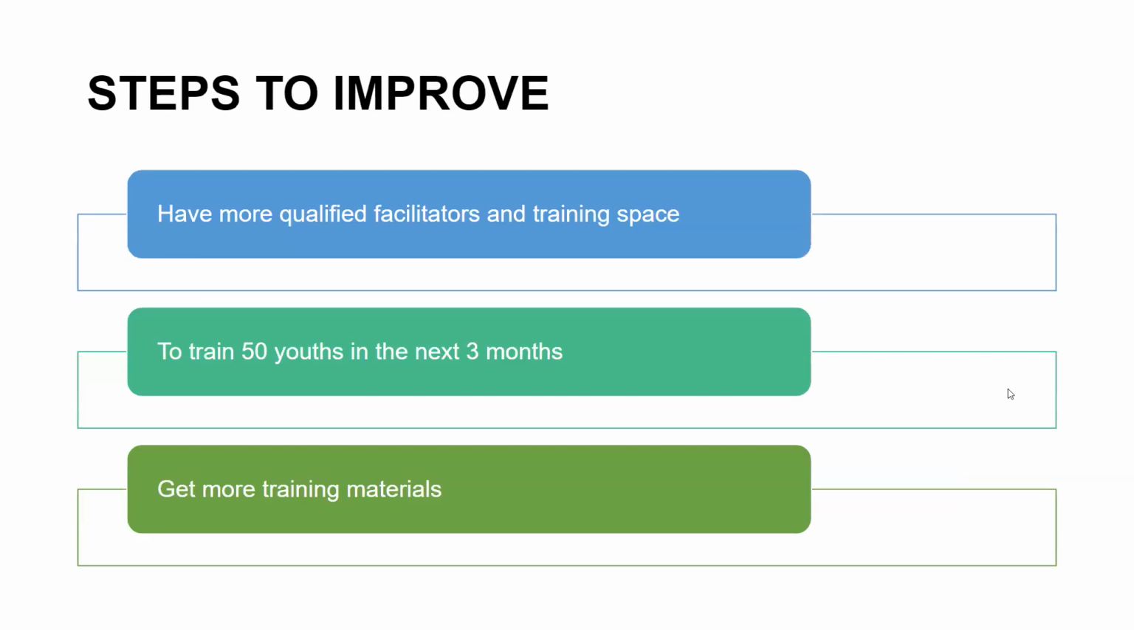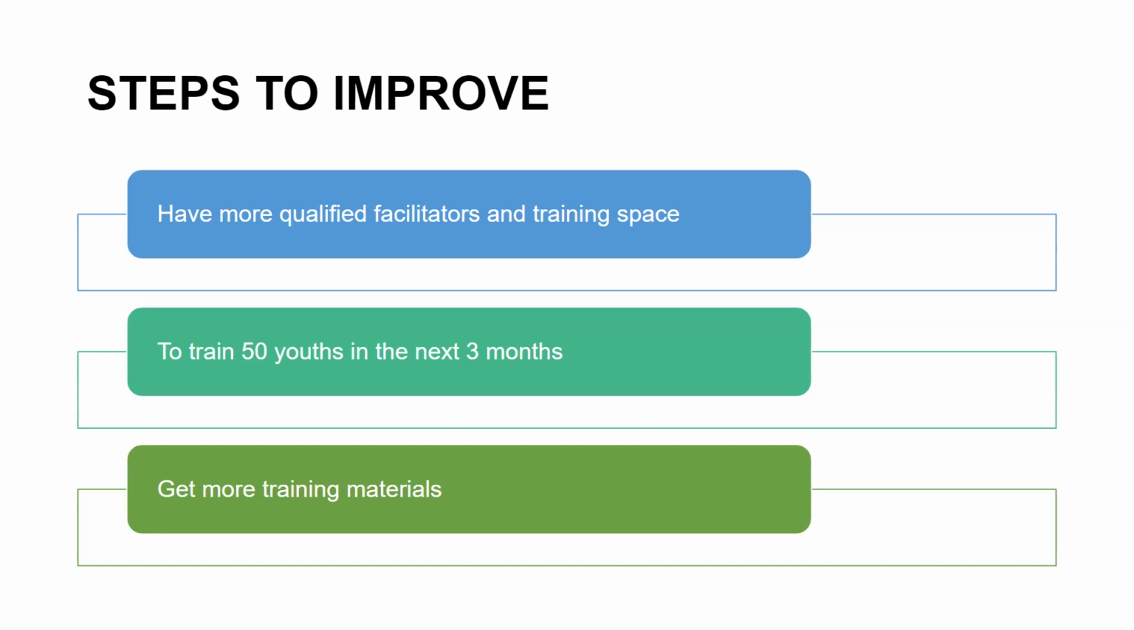So steps to improve. Yeah, we have more. We want to have more qualified facilitators and a training space. Like you also saw the training space in the previous slide. We want to have a conducive training space. As much as we want to train the youth, we want them to get the impact, but we want this training to happen in a very conducive space, and also to be trained by qualified facilitators, not just to come and do tie-dye in any way, or let's just come and do this in any way. But we are planning to have something very tangible, something very sustainable for youth.